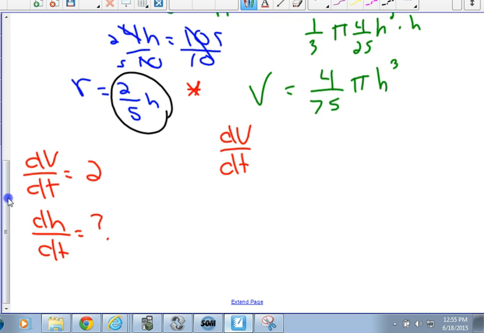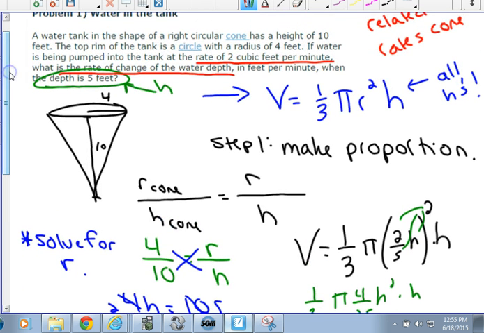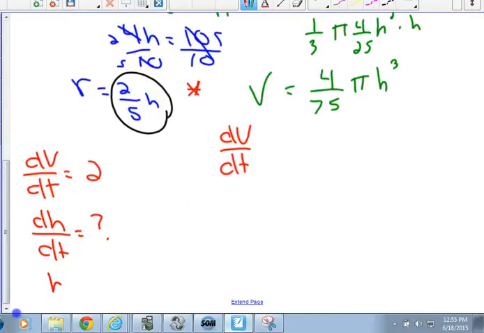Wait, I thought we had to look for dV/dt over there. Yeah, we do. They want us to identify stuff first, and we're going to go back to that in a second. What part of here is the H? The depth being 5, so that's just regular H. No, that's fine. We can do this first.